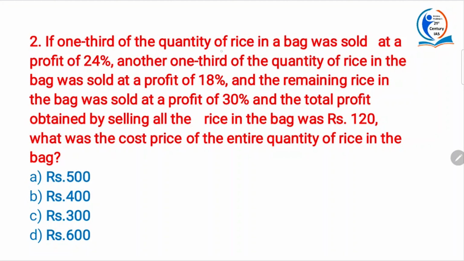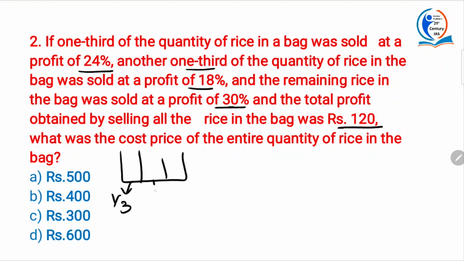If 1/3 of the quantity of rice in a bag was sold at a profit of 24%, another 1/3 was sold at a profit of 18%, and the remaining rice in the bag was sold at a profit of 30%, and the total profit obtained by selling all the rice in the bag was rupees 120, what was the cost price of the entire quantity of rice in the bag? See, there is a bag of rice and it is divided into 1/3, 1/3, and 1/3.